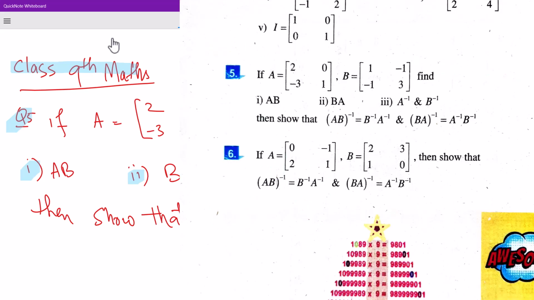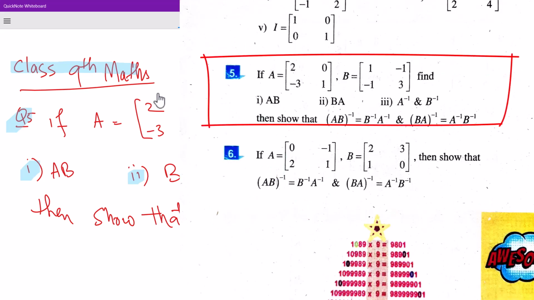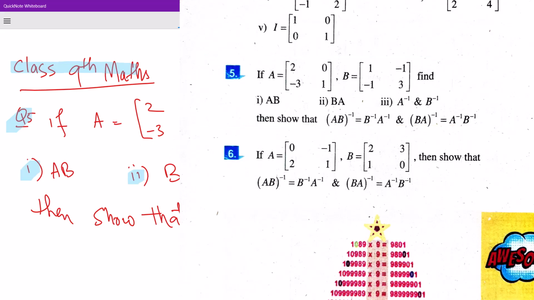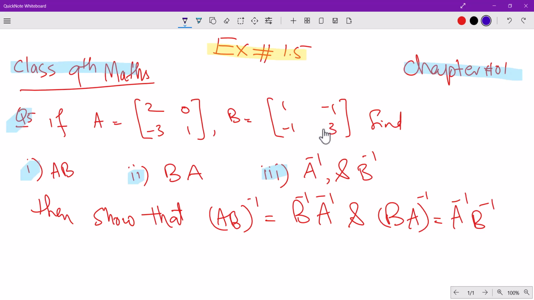Class 9th BISE Exercise 1.5 question number 5. If A is equal to [2, 0; -3, 1] and B is equal to [1, -1; -1, 3], find AB multiplication and BA multiplication, and then A inverse and B inverse. Also show that (AB) whole inverse is equal to B inverse into A inverse, and (BA) whole inverse is equal to A inverse and B inverse.